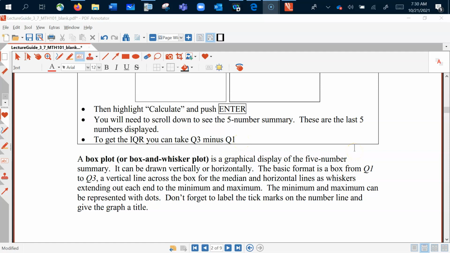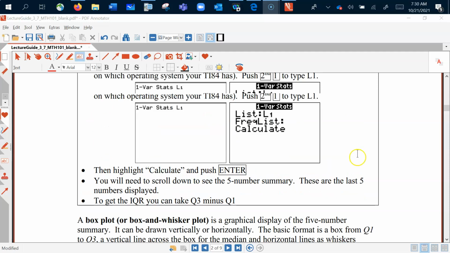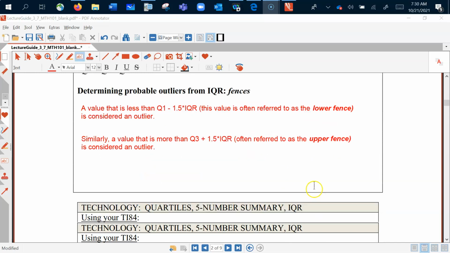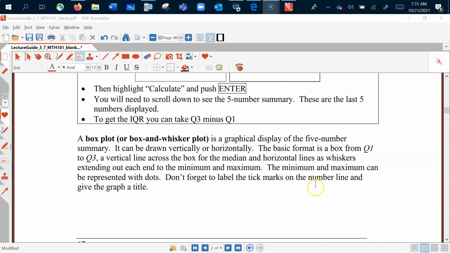All right, so now that we have the 5-number summary, we have a way to find outliers by hand. Let's go ahead and draw a picture of these 5-number summaries. A box plot, or a box and whisker plot, is simply a graphical display of the 5-number summary that we can get on our calculator. It doesn't matter if you draw it vertically or horizontally. Typically, we're going to draw them horizontally.